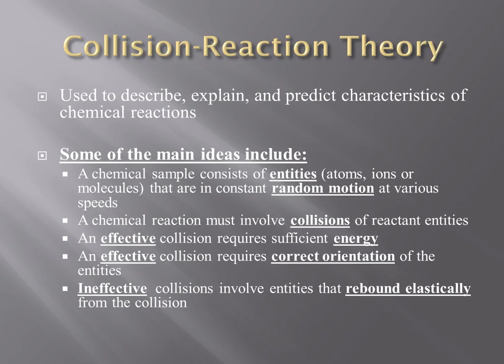When we use collisions of particles to describe, explain, and predict chemical reactions, we call this collision reaction theory. The main ideas of this theory include that a chemical sample consists of entities, which may be atoms, ions, or molecules, that are in constant random motion.